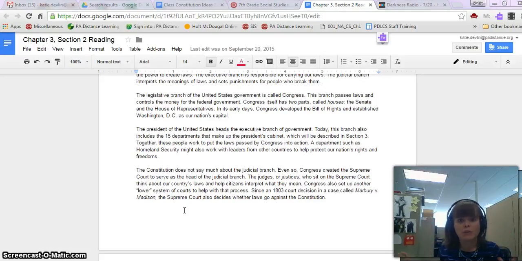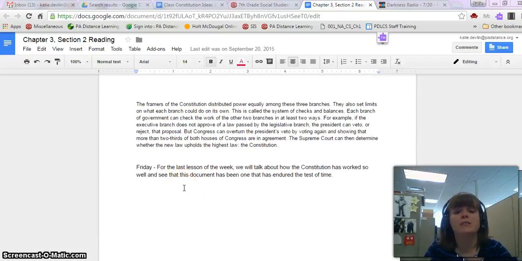That is powerful, y'all. These judges or justices who sit on the Supreme Court think about our country's laws and help citizens interpret what they mean. Congress also set up another lower system of courts to help that process. Since 1803, court decisions in a case called Marbury v. Madison, the Supreme Court also talks about whether or not laws go against the Constitution.